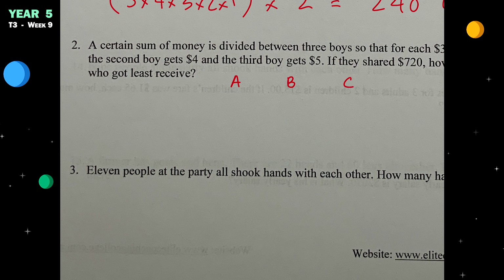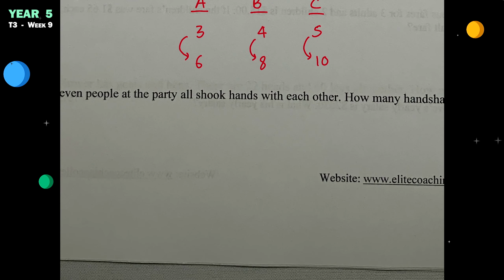So every time the first boy gets $3, the second boy will get $4 and the third boy will get $5. So if the first boy gets another $3, which makes $6, okay, the second boy will get another $4, which will be $8, and the third boy will get another $5, which will be $10. And so on. So we can go down the line like this.